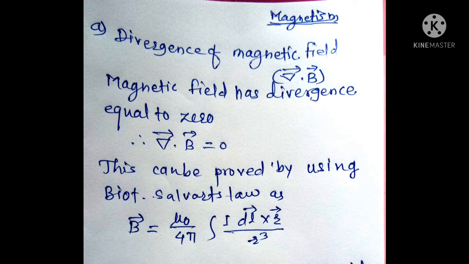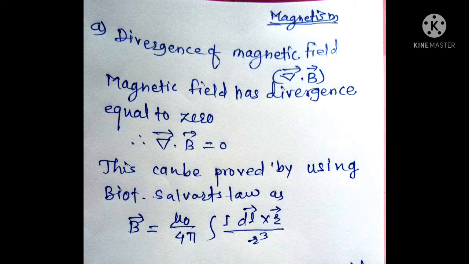This can be proved by using Biot-Savart's law. According to Biot-Savart's law, the magnetic field due to a current carrying element is given as vector B is equal to mu 0 divided by 4 pi into integration I dl cross vector r divided by r cube.